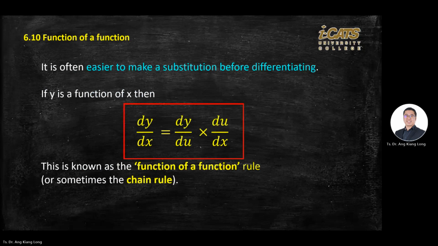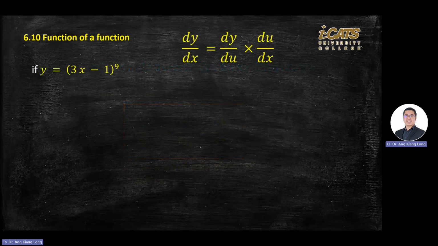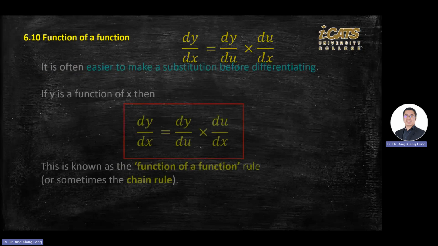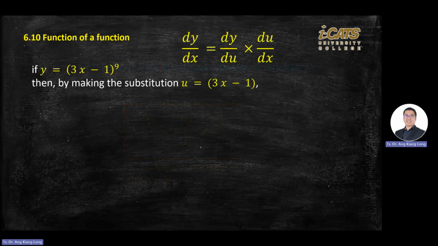Okay. For example, function of function is when you have a bracket with an exponent. Then you use function of function to do it. Okay? When you have a function with power more than 2, it's a very lengthy process. So you use function of function to solve this question. So this one, y equals something in brackets to the power 9.